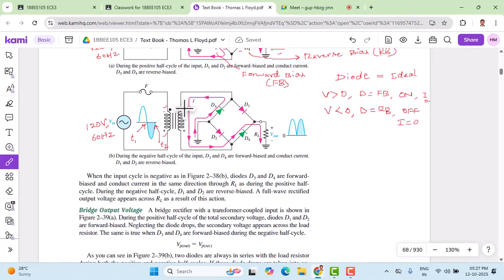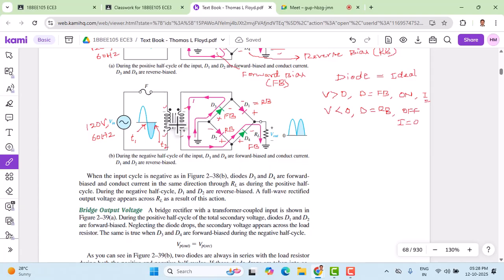The polarity changes to minus and plus here. Let us assign the polarity: minus here, plus here, and minus here, plus here. That is the polarity across T1. And for this one, we have plus here, minus here, and again plus here, minus here. So D3 is forward biased, write FB here for forward bias. D4 is forward biased. D1 is reverse biased, let me write it as RB. D2 is also reverse biased.